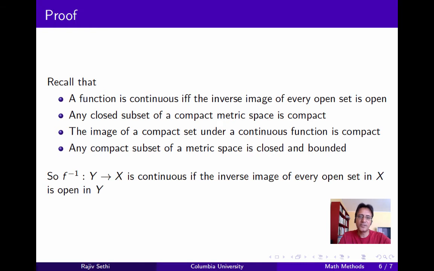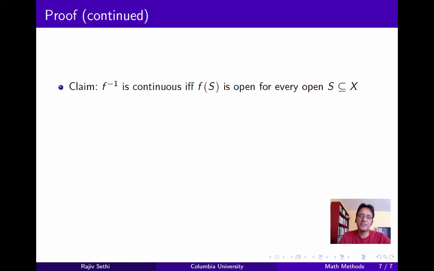Now if f is a continuous function that maps X to Y, then we know that its inverse, f inverse, is a function that maps Y to X. And from the first point listed on this slide, we can show that this is continuous provided that the inverse image of every open set in X is open in Y, where X is the codomain of the inverse function and Y is the domain. Now let's start by observing that the inverse image under f inverse is just f, since these are both bijections. So what we need to show is that for every open set S in X, which is the codomain of f inverse, its inverse image, which is f of S, is open in Y.